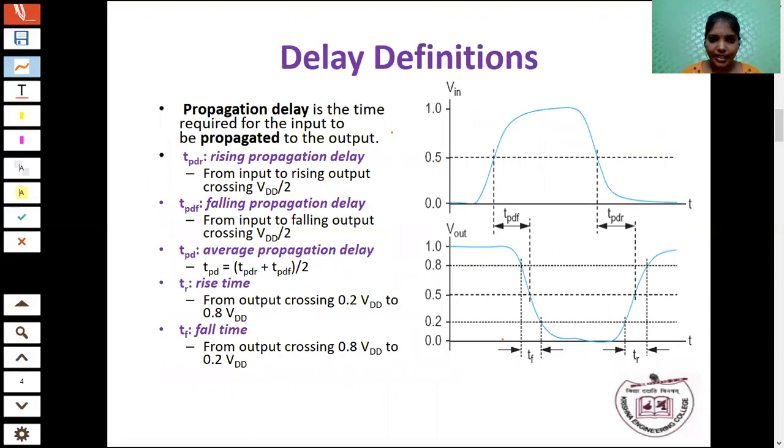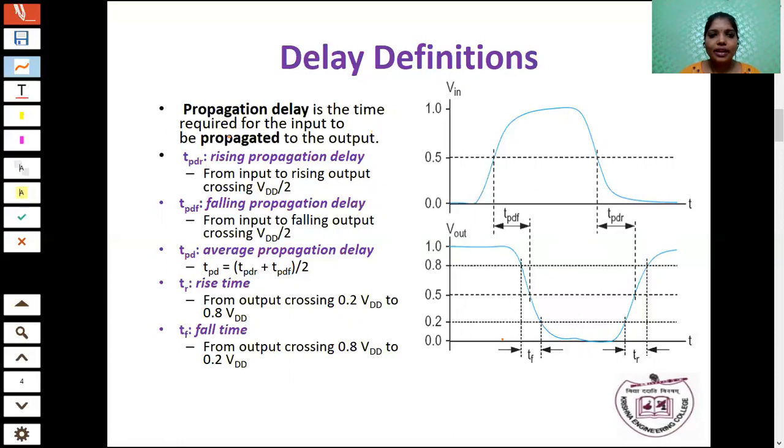So, definition of the delay. Generally the propagation delay is defined as the time required for the input to be propagated to the output. For example, take any gate, an AND gate or OR gate. If you apply some input, the time taken by the gate for the input to reach the output is the propagation delay. That is how much time it takes for the input to reach the output.